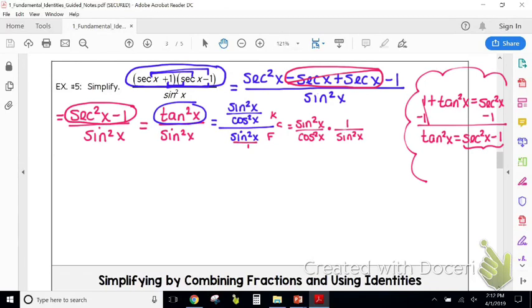So now what can we do? Good. Sine squared on top and bottom cancel. And so what are we left with? 1 over cosine squared. And what is 1 over cosine squared? Secant squared. And can't get any smaller than just one term, so we've simplified.